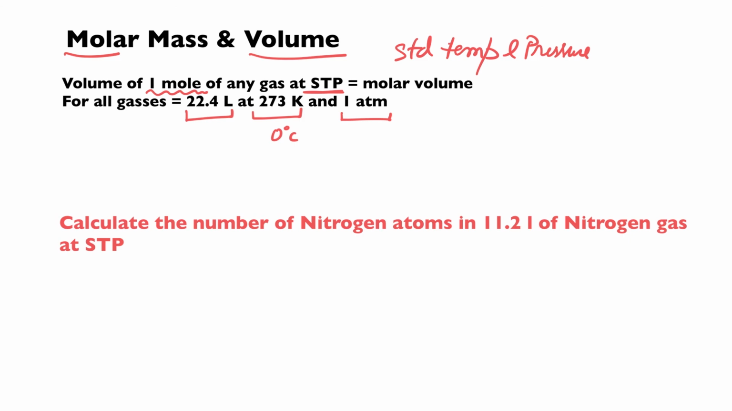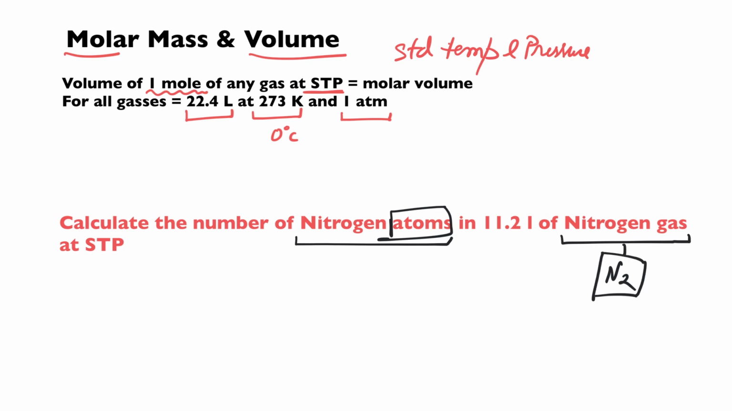So here is a problem for you that I want you to work on, and we'll discuss this in the next video. Calculate the number of nitrogen atoms. Remember, again I'm asking about atoms, but nitrogen as a gas exists in the dinitrogen form, that is 2 atoms combined as a molecule. And remember, 1 mole is molecules or formula units. So in 11.2 liters of nitrogen gas at STP, how many nitrogen atoms would you find? Now solve this and let me know down in the comments, and we'll discuss more problems on molar mass and volume in our next video.